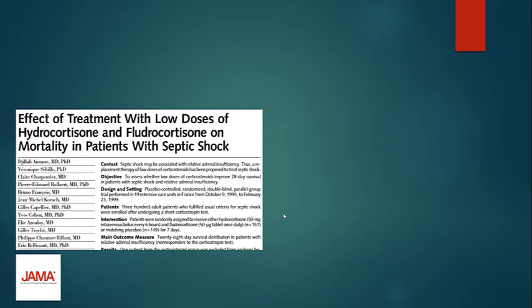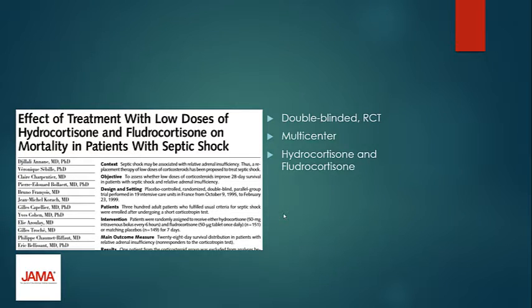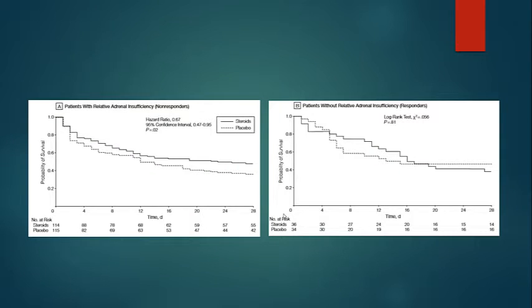Fast forward to the 21st century, we now have this study published in 2002. Again, Dr. Annane was looking at the effect of treatment with low dose of hydrocortisone and fludrocortisone on mortality in patients with septic shock. It was double-blinded, randomized, multicentral. They gave hydrocortisone and the fludrocortisone. They looked at 28-day mortality. The dosage for the hydrocortisone was 50 milligram Q6, and the fludrocortisone was 50 microgram daily.